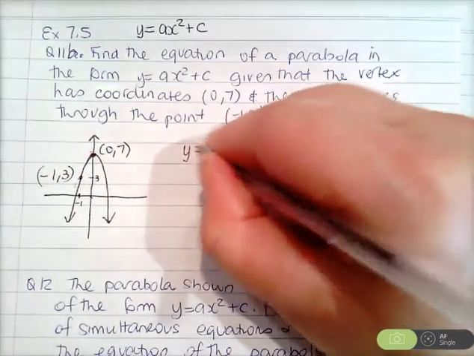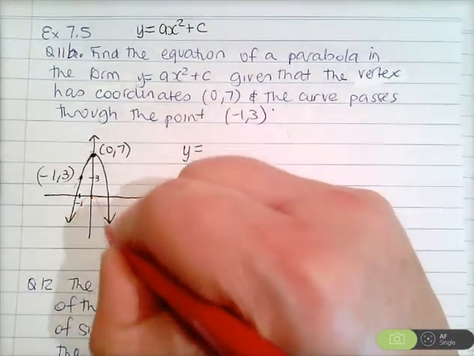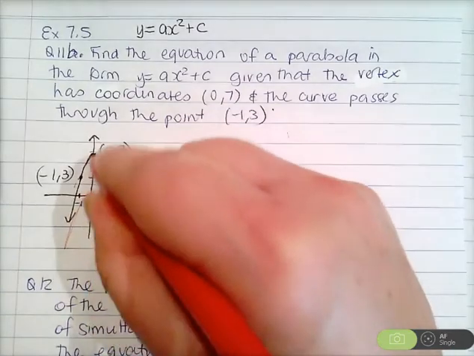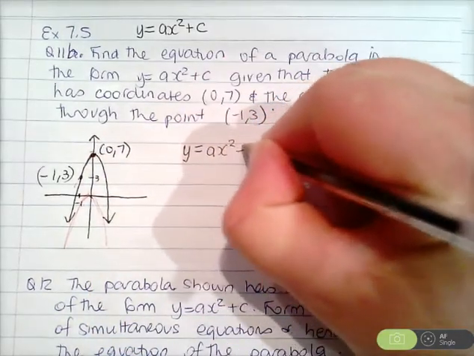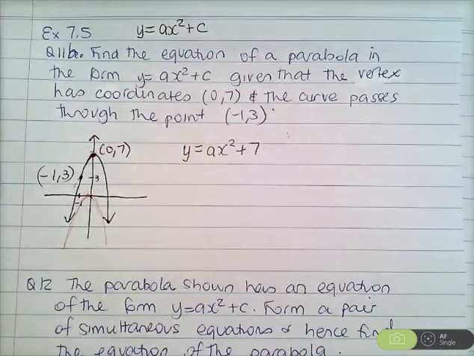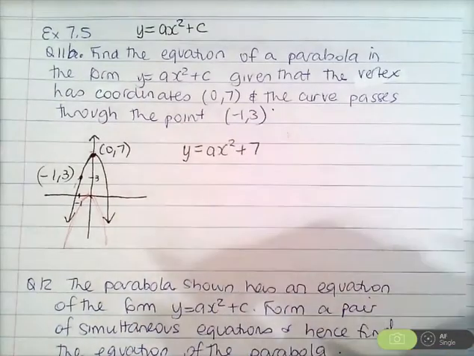So we know it's y equals ax squared plus c. This is obviously a parabola that was down here in red and shifted up 7 units. So it's y equals ax squared plus 7 is my general form of that equation. I know my a is going to be negative because it's concave down.